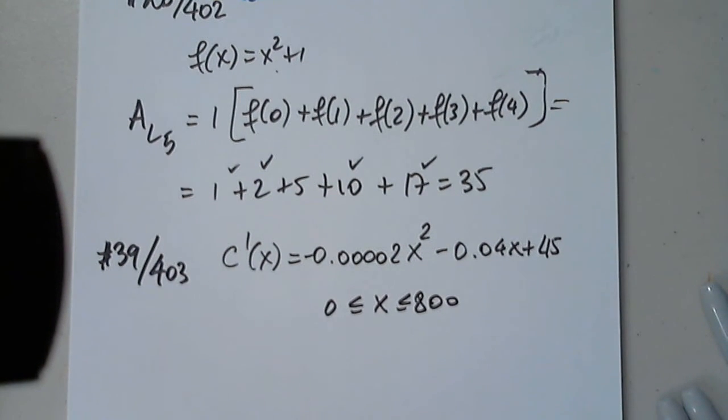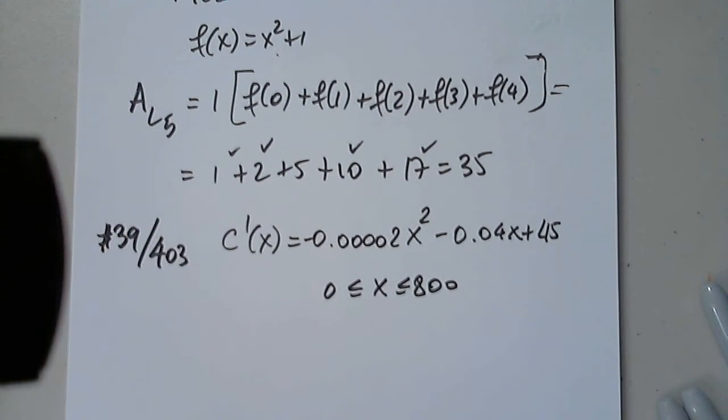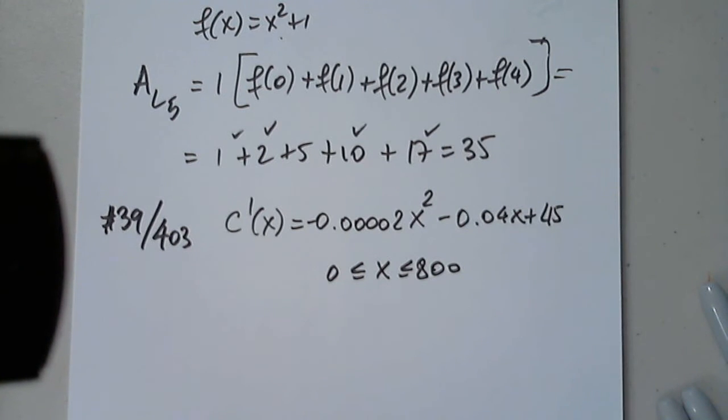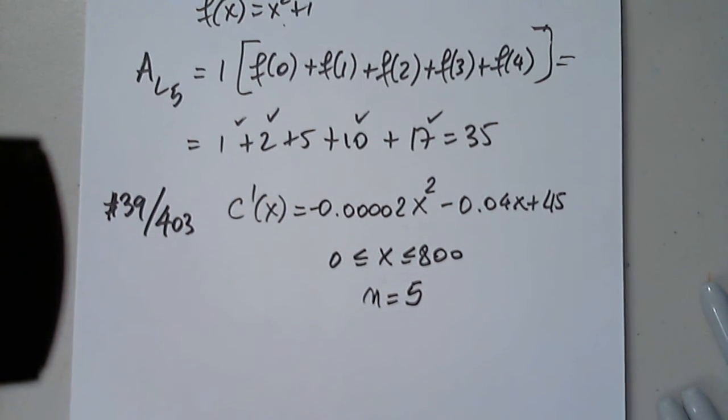C prime is in cents, cents per unit, of course. Approximate the total cost of manufacturing 800 feet of molding using 5 subintervals over 0 to 800, and the left endpoint. So they prefer the left endpoint. Fine. Good. So we have the interval between 0 and 800. We are using n subintervals, which is 5. And we want to approximate.